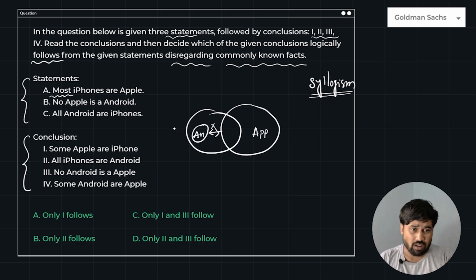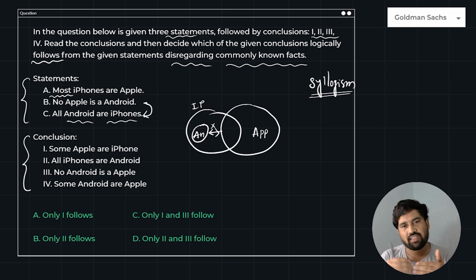But all Androids are iPhones. So all the Android set needs to be covered by iPhones. This is how you have to adjust the figures whenever the statements are given out of order. Why? Because if the statements are given in the usual order, like A, B and C, you can directly conclude the answer. But here the two statements are not in order, so you may get confused. This is how the examiner will keep the statements in a different order to confuse you.